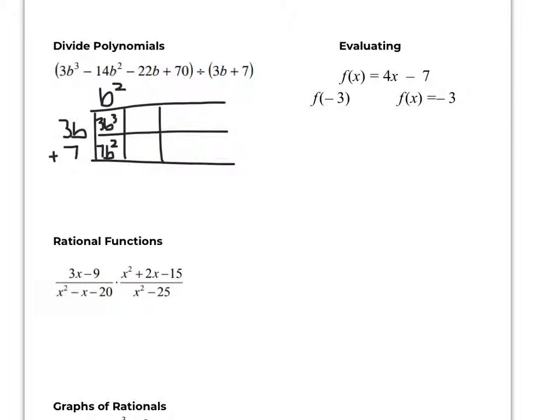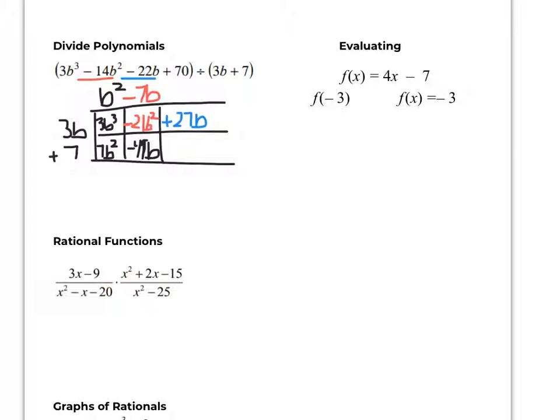But I don't want 7b squared, I want negative 14. So I need to take away 21b squared. What times 3b is negative 21b squared? Negative 7b. Negative 7b times positive 7b gives me negative 49b. That's a 9, y'all. That's okay. I don't want negative 49, I want negative 22, so I need to add 27b.